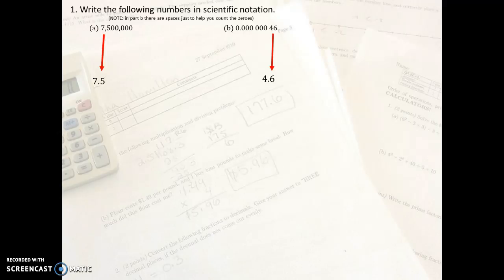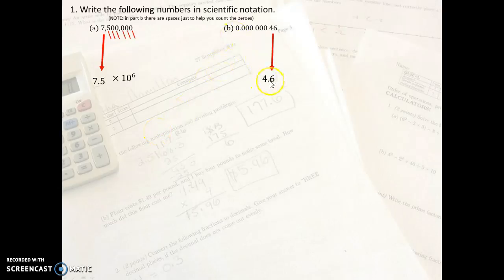That's just the rule. And once we have that dot there, then we count from that dot to the end of the number. So in exercise A, if the dot is between the 7 and the 5, we just count to the end of the number. I'm not counting the zeros, I'm counting those places. There's 6 places, and so that gives me my exponent, 10 to the 6.